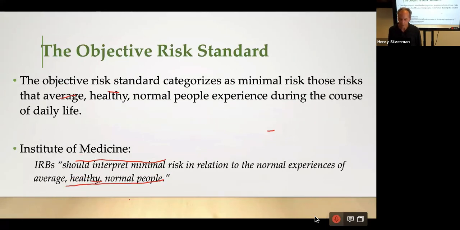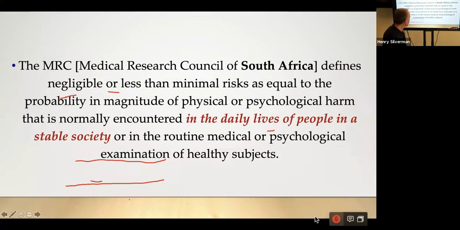Let me skip through here. So actually in South Africa, they have a definition of minimal risk in their regulations, which defines negligible or less than minimal risk as the probability and magnitude of physical or psychological harm that is normally encountered in the daily lives of people in a stable society. So they actually say it has to be healthy individuals or daily lives of people in a stable society.